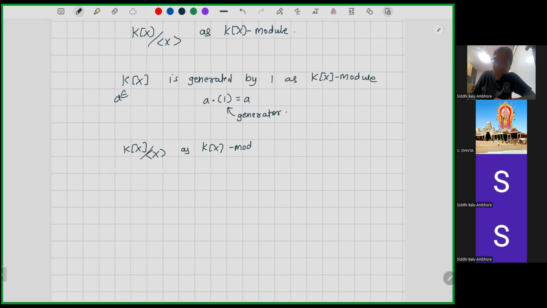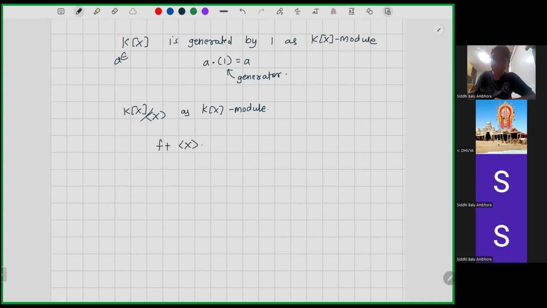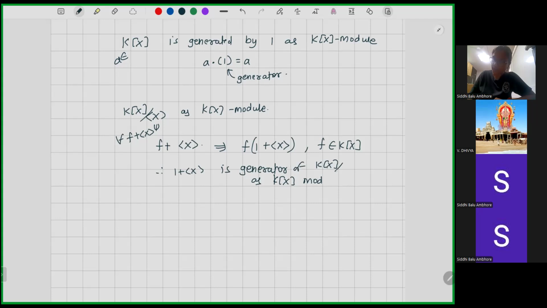as again a kx module. Okay, so every element in it is of what form? f plus the ideal generated by x. So I can write it as 1 bar plus x into f, where f belongs to kx. That's how module multiplication works here, right? The quotient as a kx module. So therefore this 1 plus x is a generator as a kx module of kx mod x as a kx module.